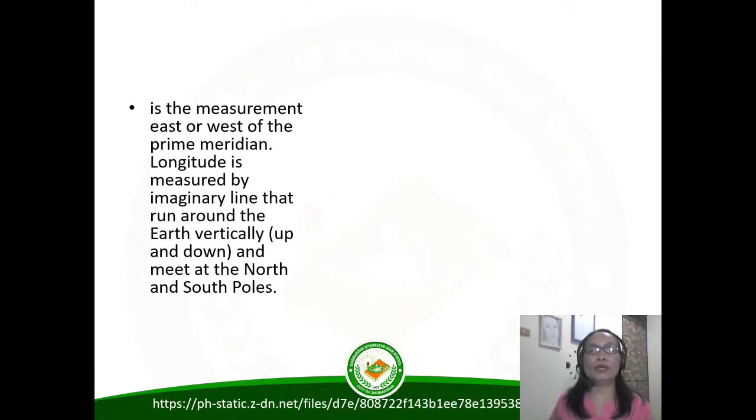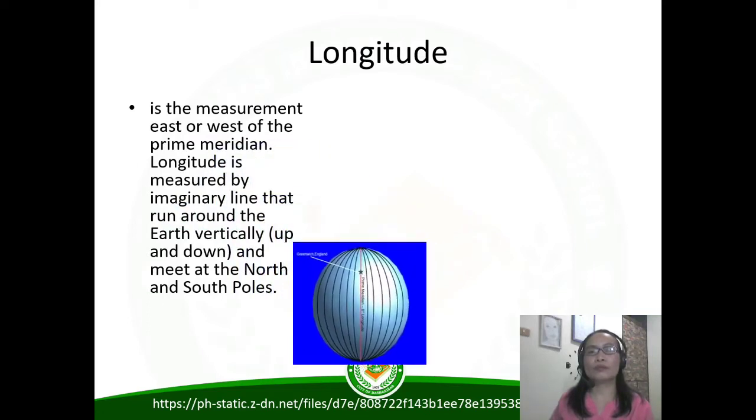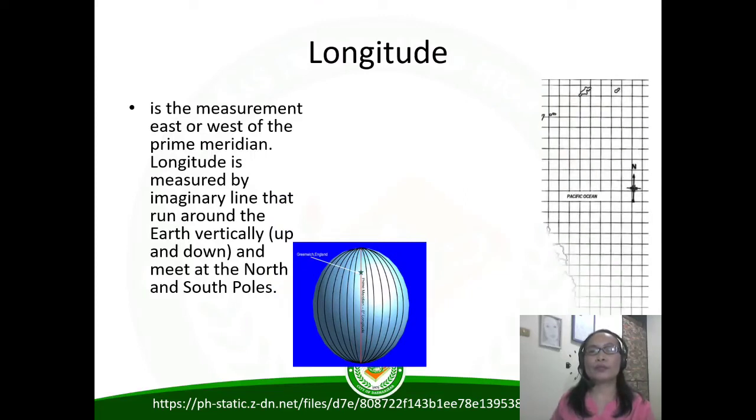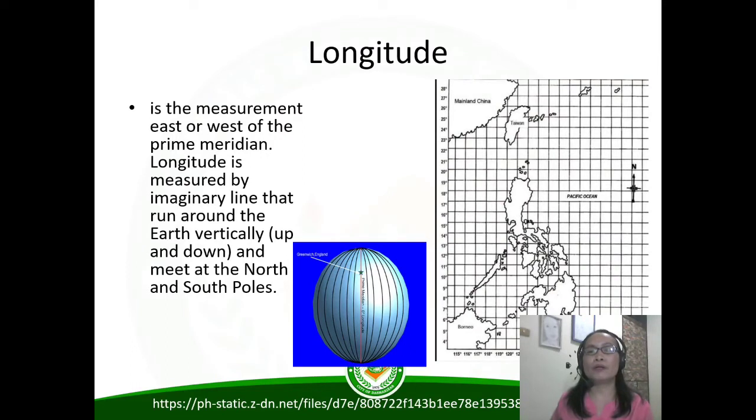Longitude is the measurement east or west of the prime meridian. Longitude is measured by imaginary lines that run around the Earth vertically, up and down, and meet at the north and south poles. Here is the globe showing its longitude, and the vicinity of the Philippine map showing also its longitude represented by a vertical line.